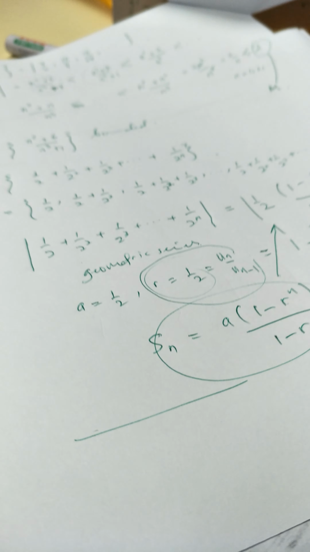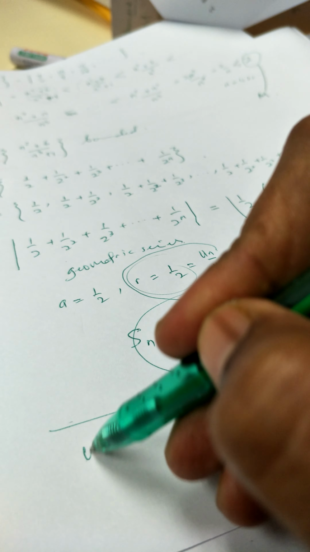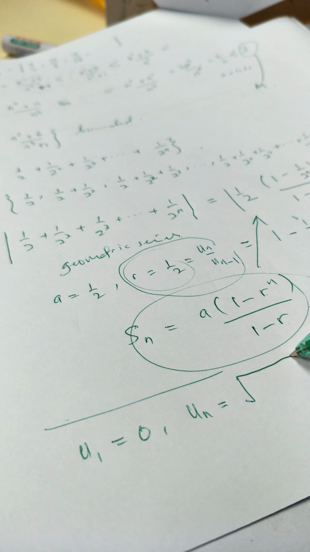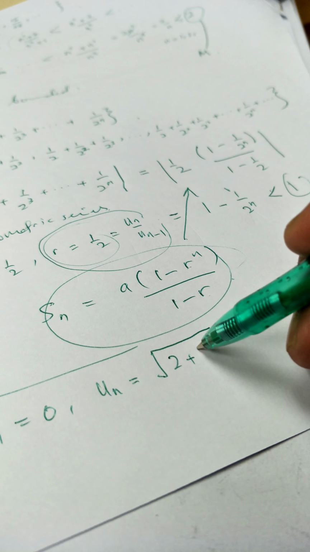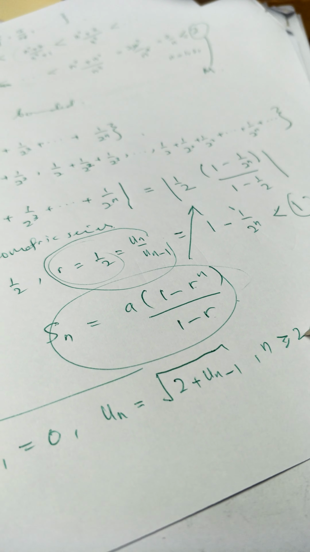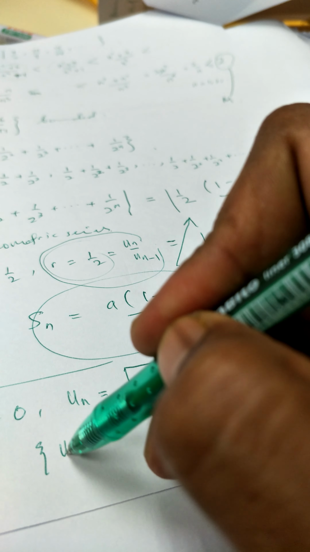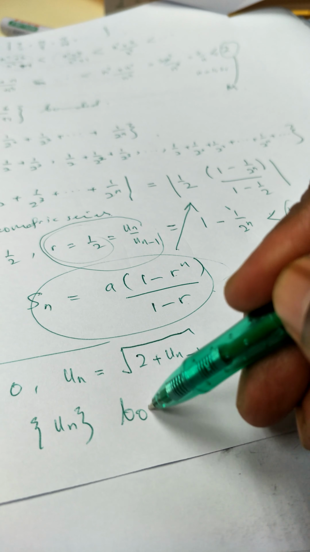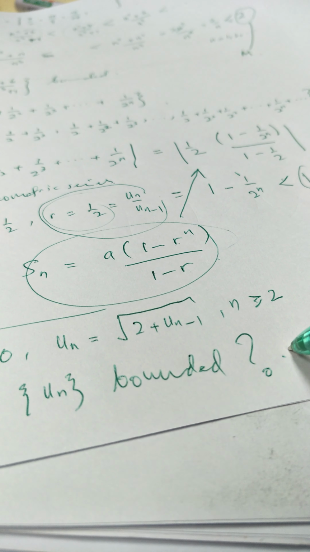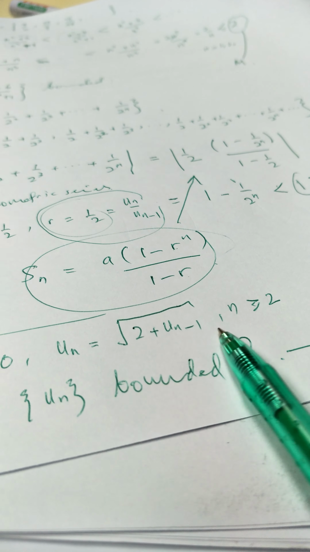I have one more question. Let's say if you have the sequence in this form, u1 equal to 0, u n equal to the square root of 2 plus u n minus 1 for n greater than or equal to 2. Okay. The question is, is u n bounded? I put a big question mark there. I want you to do this. Try to think. How can you show that sequence is bounded?